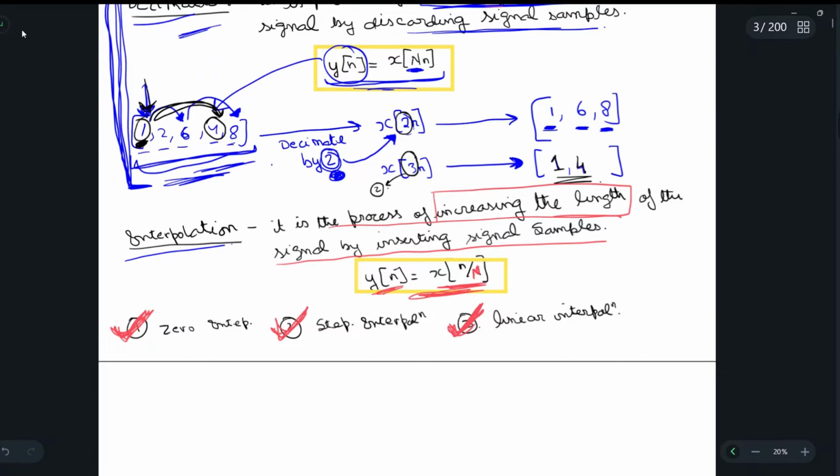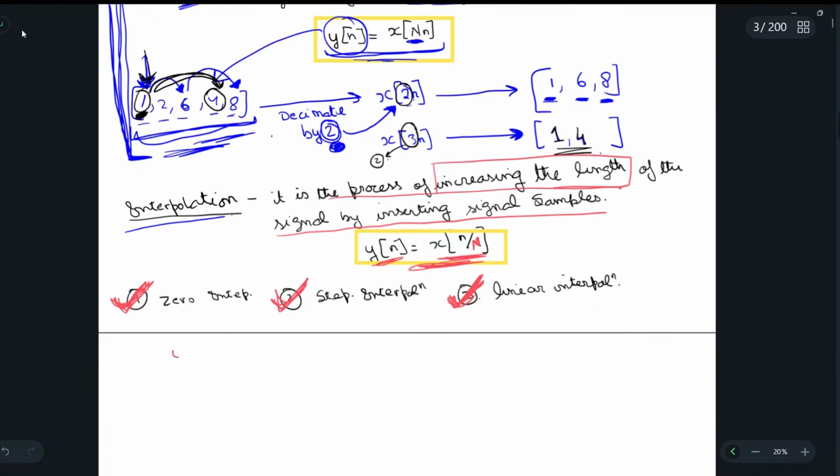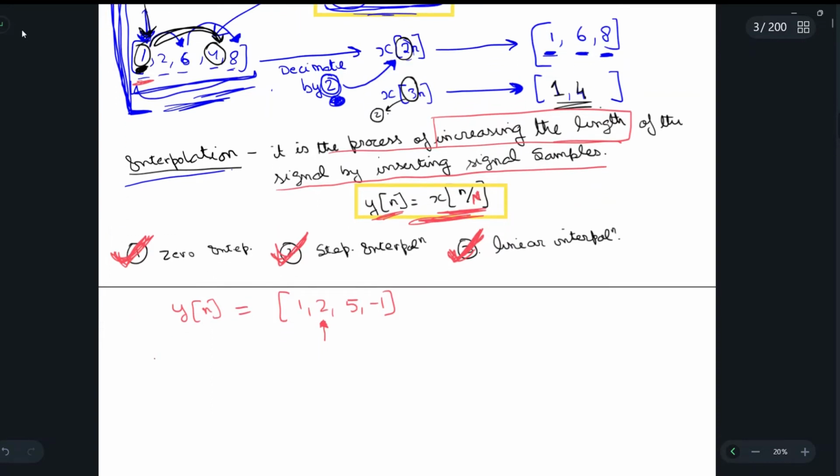Let us suppose we have a signal y[n] equal to 1, 2, 5, -1, and our pointer is pointing at 2. Earlier we were pointing at 1, but now we are going to point our pointer at index 2. The question given to us is to find the interpolation x[n/3]. We are taking capital N as 3 in this example. It can take any value, but here we take 3.